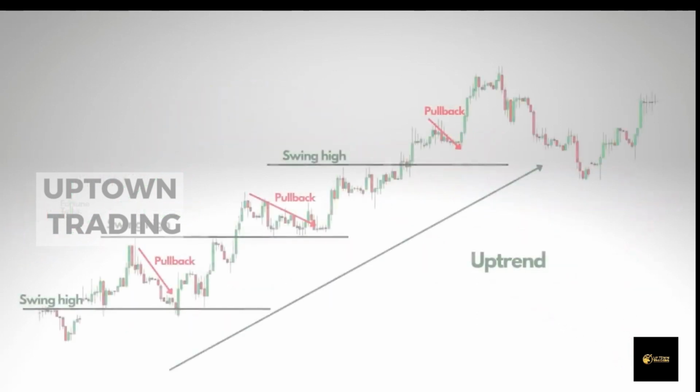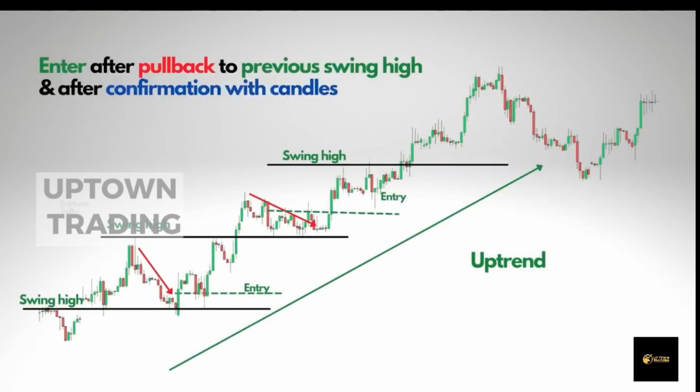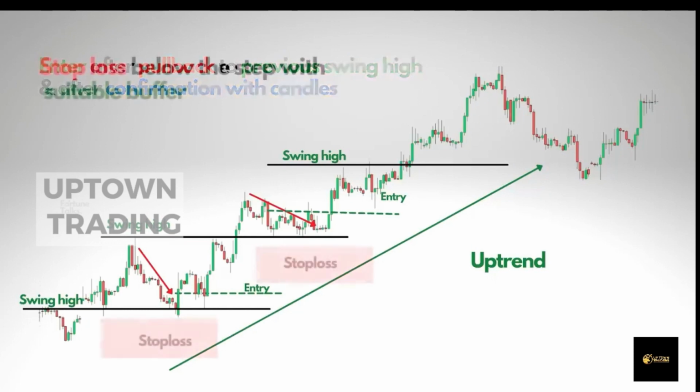In case of an uptrending market, the entry in this case would be during the retracement from a swing high level to the previous swing high levels, using confirmation candlesticks like bullish engulfing or hammer patterns for the trade entry. And if you talk about the stop loss for the trade, it would be suitable to place the stop loss below the step pattern or the swing low with a suitable buffer depending on your risk appetite.